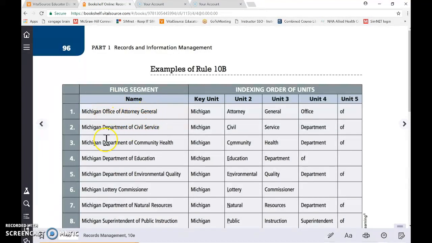Taking a look at the next one, Michigan Department of Civil Service. You need to look at the state first, of course, Michigan, and then what is important? Department of Civil Service. What in that is important? Civil Service is your answer. So it'd be Civil Service, Department of. If you're looking at Michigan, you're going to have Department of for 50 billion different things. So the Department of is going to become the last indexing units because it's not as important as the actual department itself.